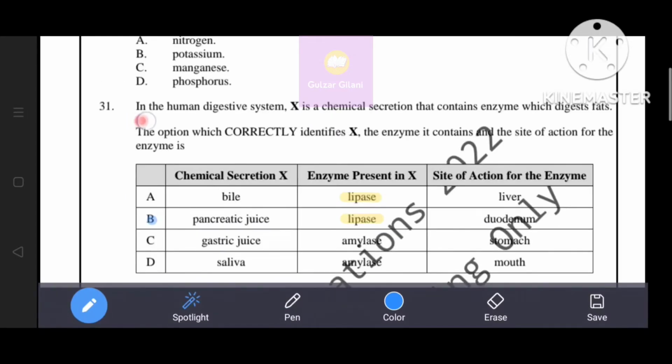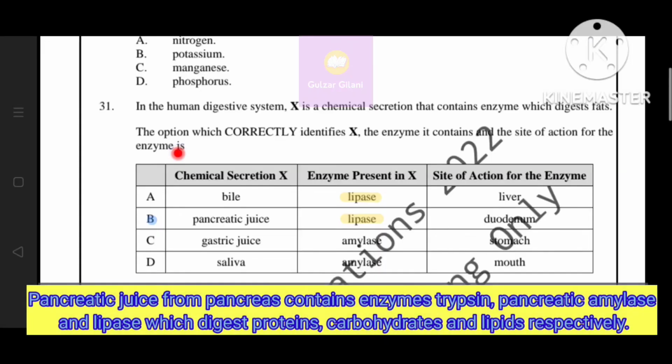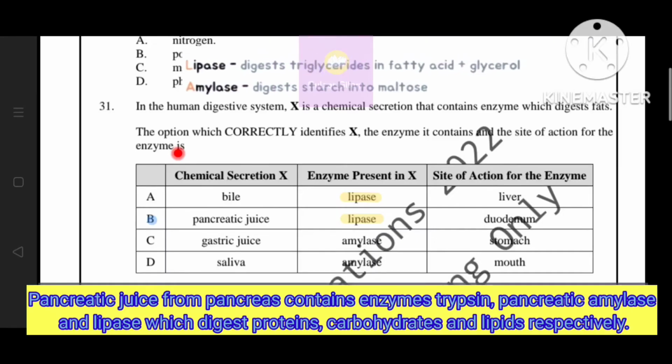Next question. In the human digestive system, X is a chemical secretion that contains an enzyme which digests fats. The option which correctly identifies X, the enzyme it contains, and the site of action for the enzyme is, as you know, pancreatic juice from the pancreas contains enzymes trypsin, pancreatic amylase and lipase which digest proteins, carbohydrates and lipids respectively.